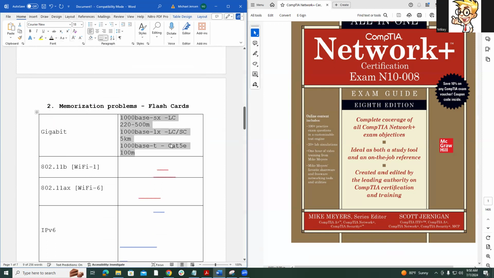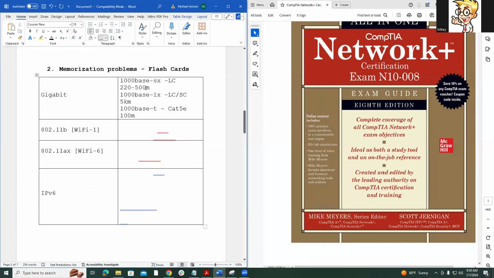Let's look at the flashcard. 1000BASE-SX uses a Lucent connector and goes up to 500 meters. Okay, the distance I need to memorize as well. 1000BASE-LX uses a Lucent connector or subscriber channel, and goes up to 5,000 meters. And 1000BASE-T uses Cat5 and is 100 meters. That's an example of gigabit. I won't go over every flashcard, but you get the idea. You're going to have to memorize a lot of numbers, facts, details, and how to use some of these technologies.